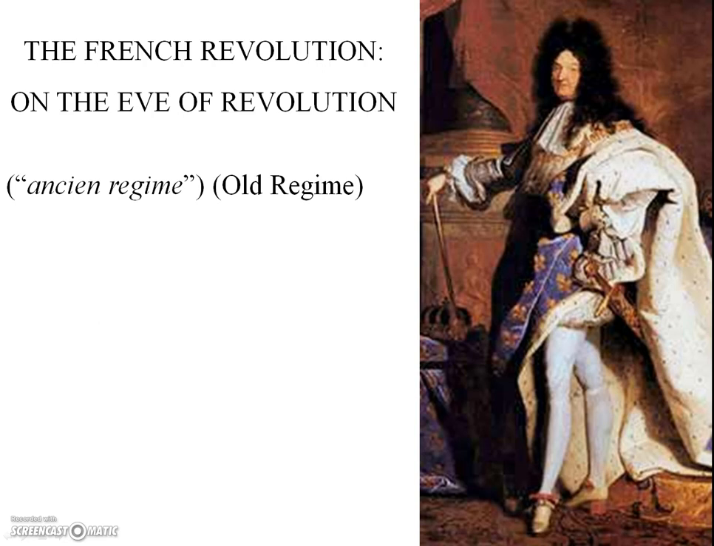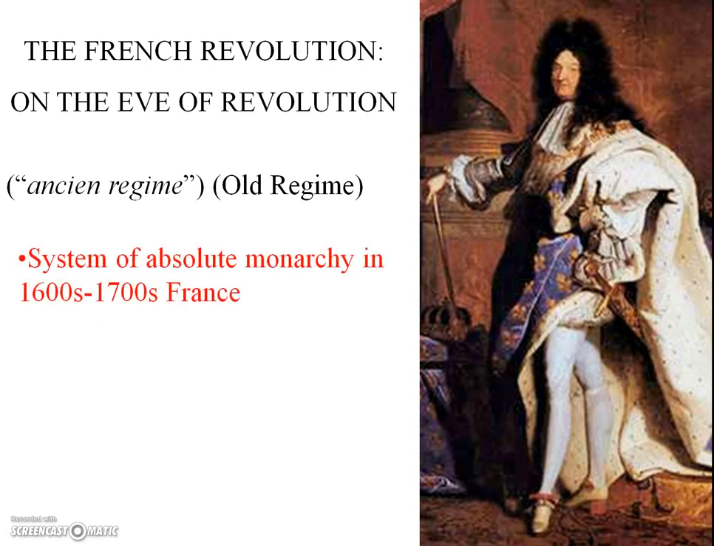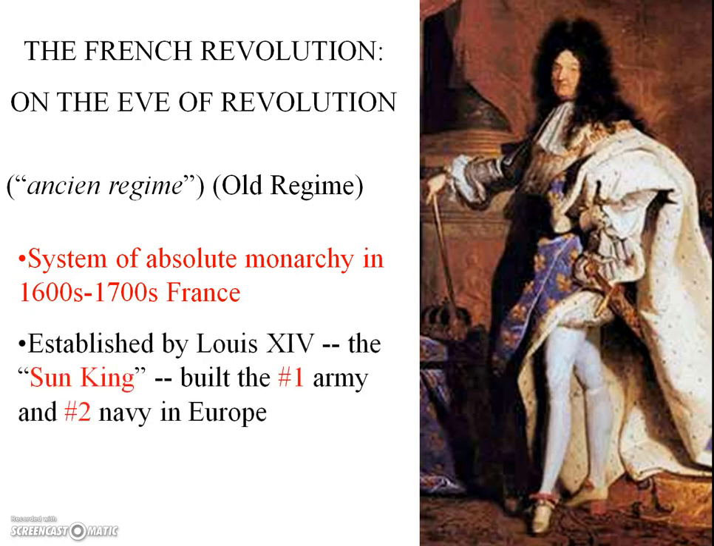The government of France at that time was known as the Ancien Regime, or simply put, the Old Regime. Simply put, it's a system of absolute monarchy. And in this case, the old regime was headed up by the absolute model of an absolute monarch, Louis XIV, the Sun King, of course, because he thought, like the sun, everything revolved around him. And certainly under his watch, France became a major power in Europe and the world. The largest army, over 600,000 troops, and the number 2 navy in all of Europe.